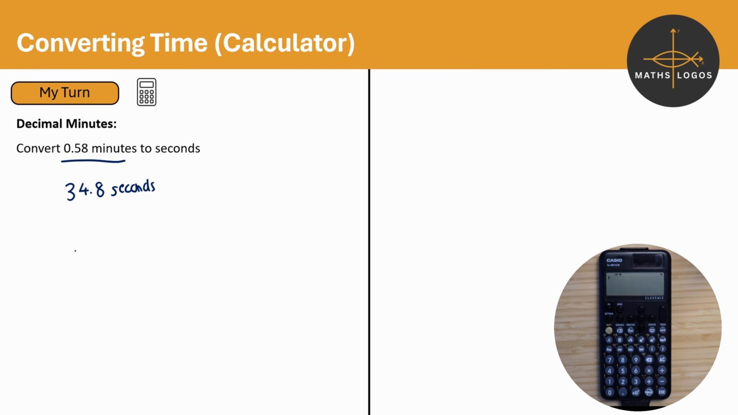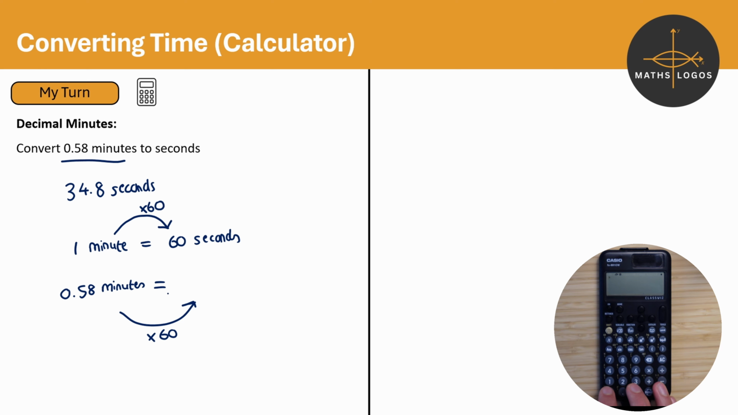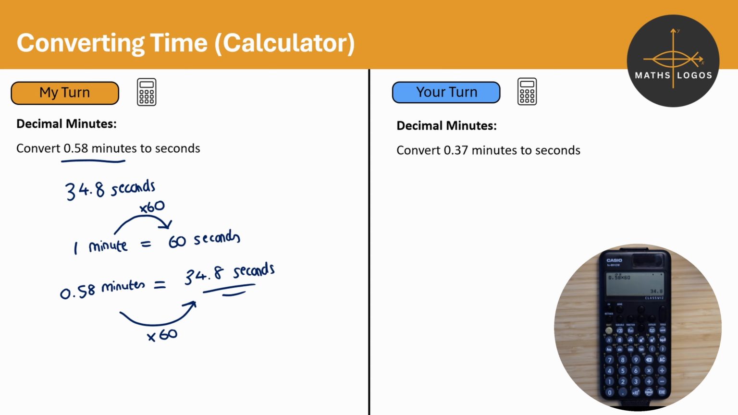The other way to do it is to know that 1 minute is equal to 60 seconds. And if you think, how would you convert from minutes to seconds? Well, you'd multiply by 60, because there are 60 seconds for every minute that you have. If I have 0.58 minutes, that also holds true. I would need to multiply that by 60. And I go to my calculator, I type 0.58, multiply that by 60, and it gives me the same answer of 34.8 seconds. So two ways to do that there. Pause the video and give this question a go and use whichever method you prefer.